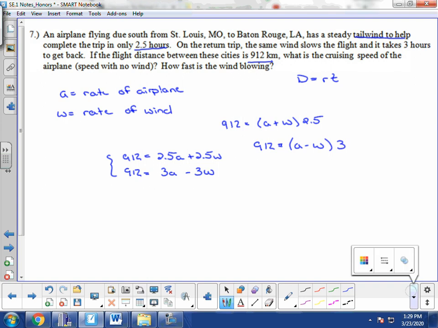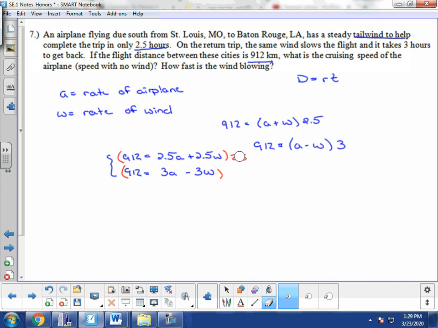So to solve this system, there are a variety of different ways you could go about it. Let's go ahead and use the elimination method. What I'm going to do here is notice that W in one is positive, negative in the other. So I'm going to multiply by the coefficients here to get rid of them. I'm going to multiply the first equation by 3, using their opposite coefficients, and the second equation by 2.5.